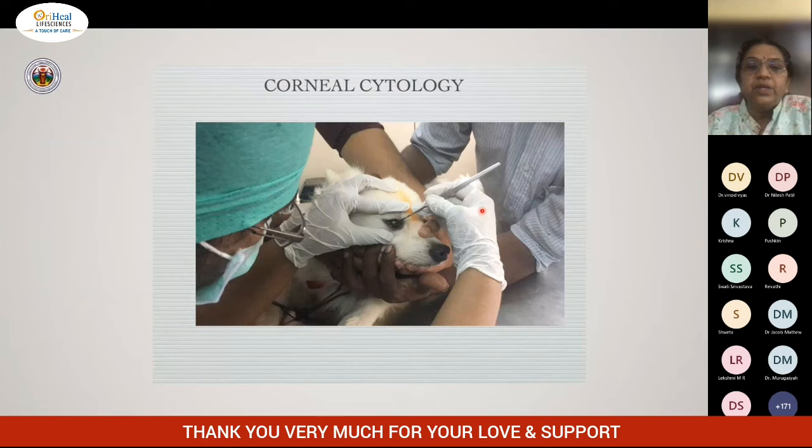Corneal cytology is also another option. One of our PG students is taking a cytology from the cornea with the help of a spatula like this. So that is also possible. Normally I don't do cytology much unless you get non-inflammatory keratopathies. These conditions are more common in adult, large breed dogs, where you get corneal deposits of calcium and cholesterol, that is called lipid keratopathy.